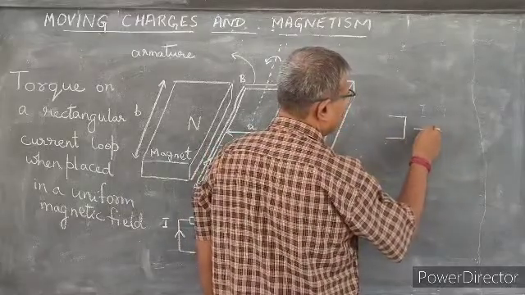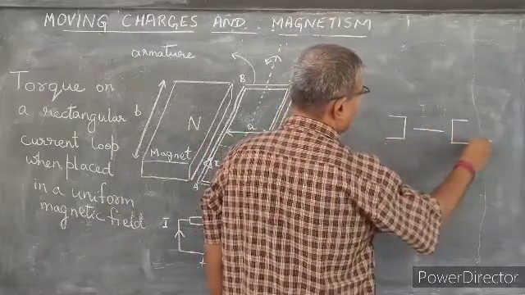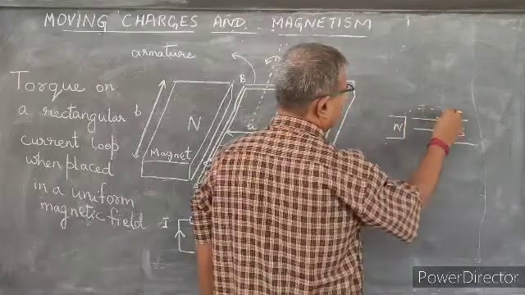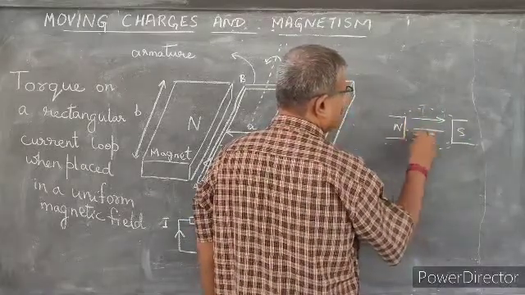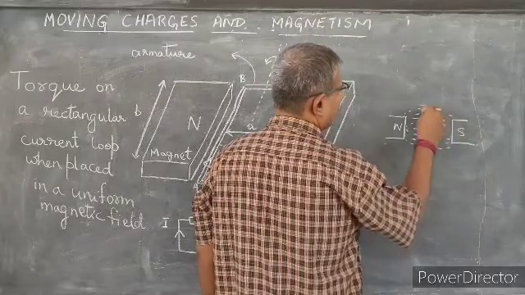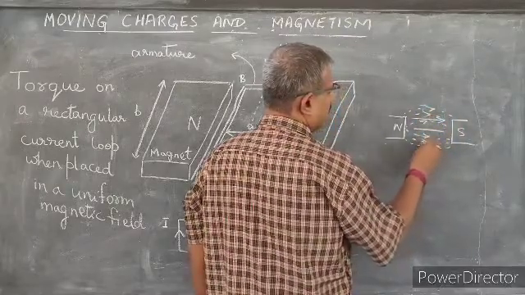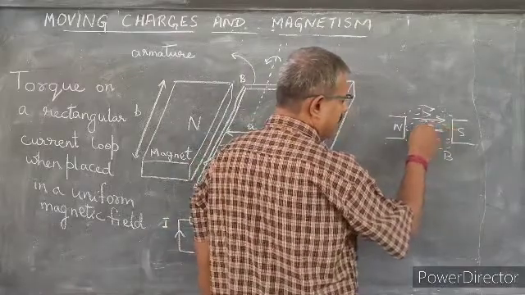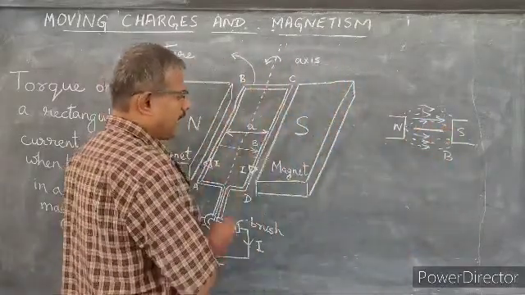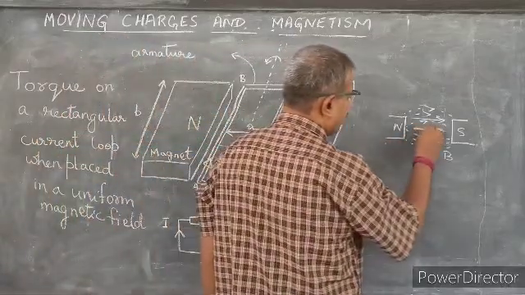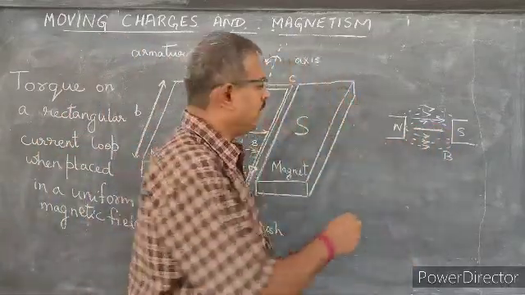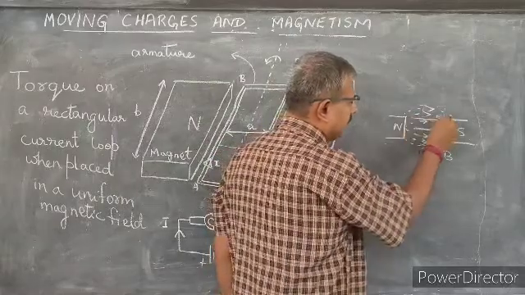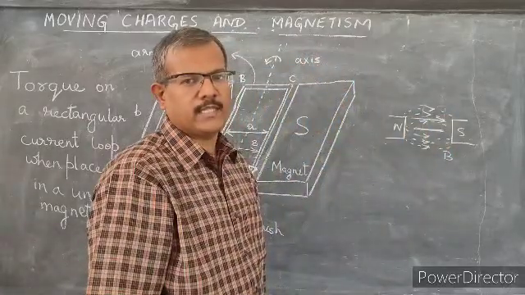So this is the current loop, and the magnetic field is in this direction. We will have field lines of the magnet flowing this way, emerging at the north pole and terminating at the south pole. This will be the direction of the magnetic field, and the plane of my armature as viewed from here is this. Now the first stage that I am considering is when the plane of the armature is parallel to the magnetic field.